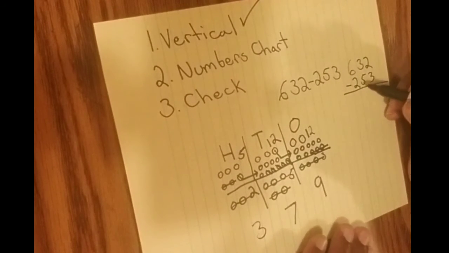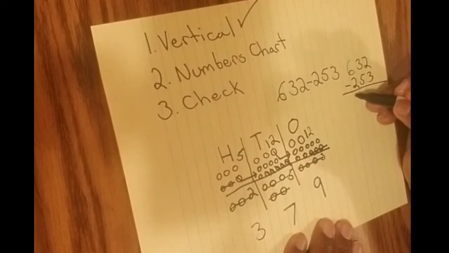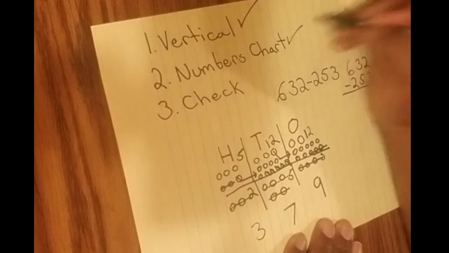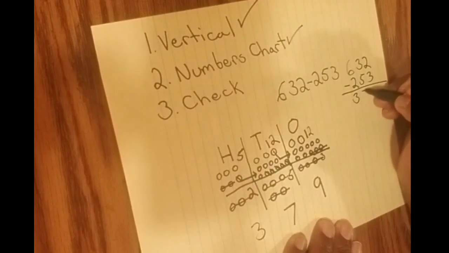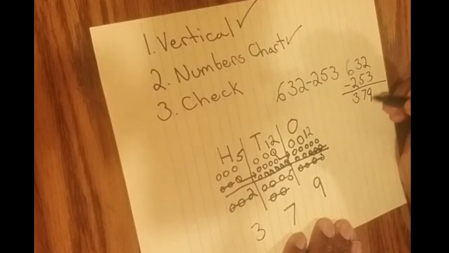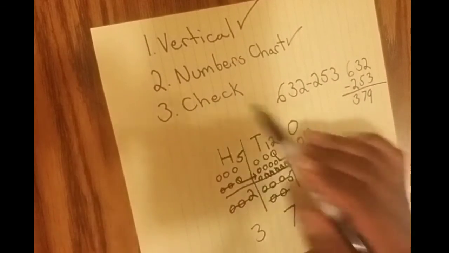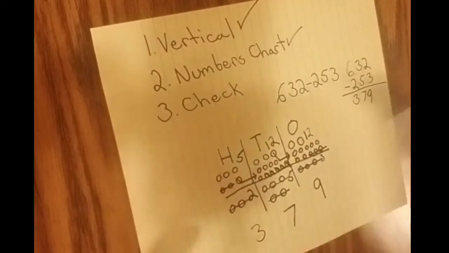And then I go back to my vertical problem that I wrote at the beginning. So I got my number charts done. 379. And now my last step is, how do I know I'm right? I have to check my work.